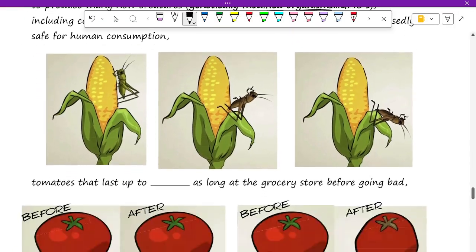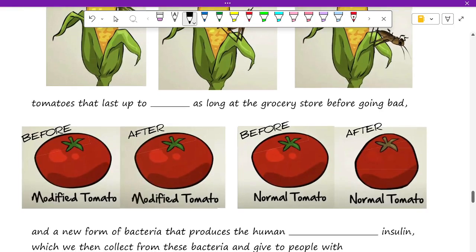They have genetically engineered tomatoes that last up to 5 times as long at the grocery store. So here is our modified tomato before, after 5 weeks, or after 10 days or whatever. Here's our normal tomato. After, you can see it has shrunk down and shriveled.